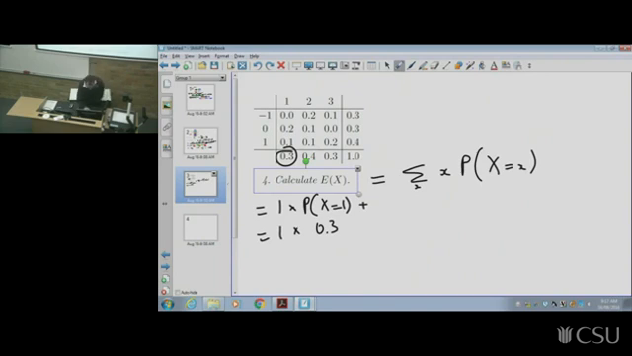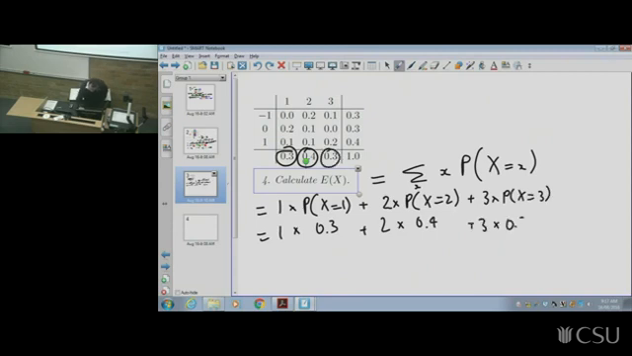The next x value is 2 times the probability x equals 2, which is 2 times 0.4. And the last term would be 3 times the probability of getting 3, which is 3 times 0.3. Then it's just a matter of doing the products and adding them up. So it's 0.3 plus 0.8 plus 0.9, which gives you an average value of 2.